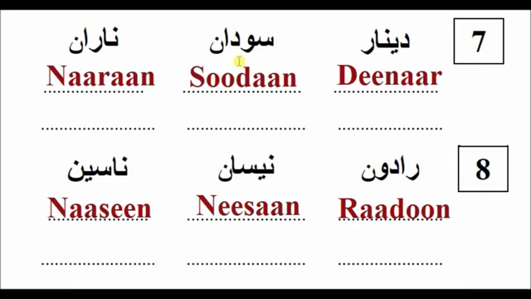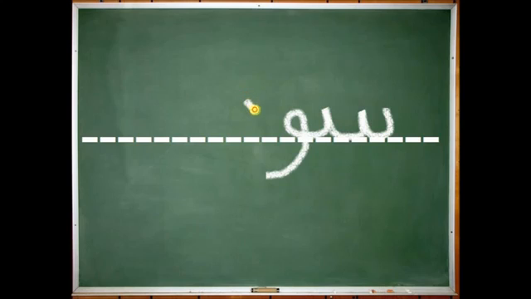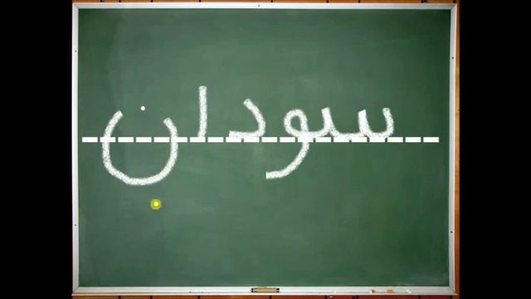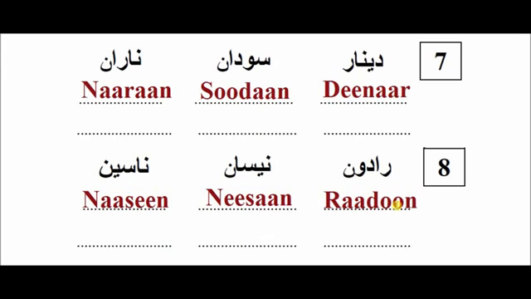Okay. Next word. Sudan. Written. Sin followed by the wow, then the daal. We're not connecting to the wow. Why? Because the wow is not a connector. Then we have the alif, not connecting to the daal because daal is not a connector. And then we have the noon at the end, and it also doesn't connect to the alif because the alif is not a connector. Doesn't connect to any letter after. We put on our dot. Sudan.